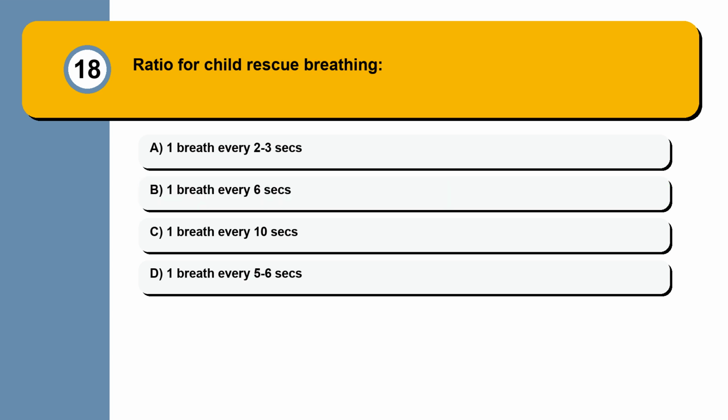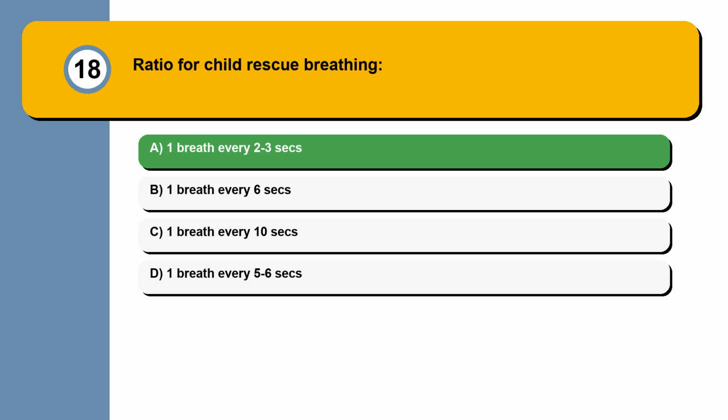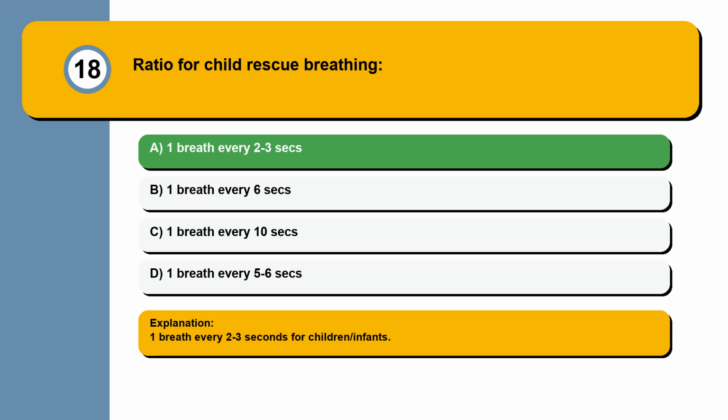Question 18. Ratio for child rescue breathing: 1 breath every 2 to 3 seconds, 1 breath every 6 seconds, 1 breath every 10 seconds, 1 breath every 5 to 6 seconds. 1 breath every 2 to 3 seconds for children/infants.